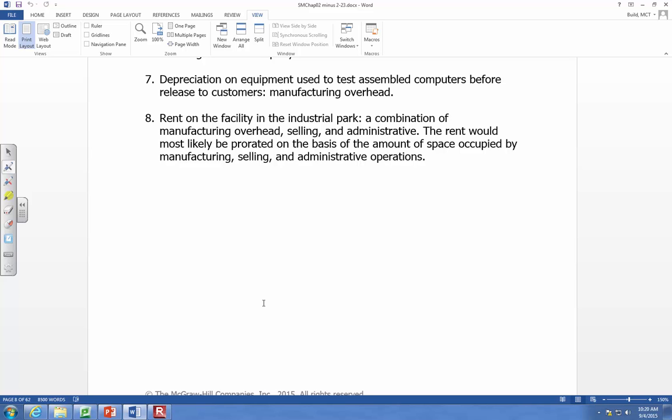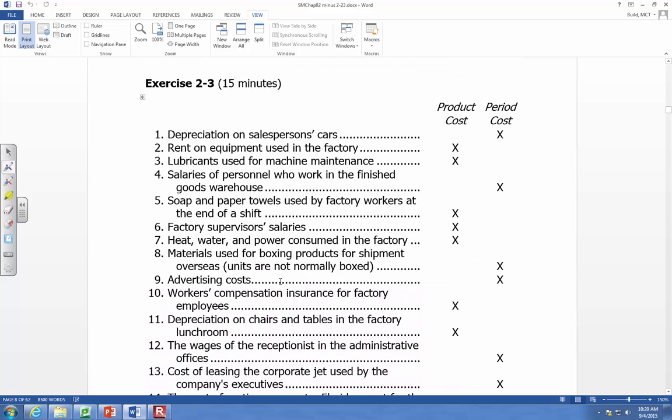Sarah, depreciation on salesperson's cars. Really? That's an overhead cost? Jess? It's a period cost because it is the salespeople. Sarah, if it was depreciation on your factory supervisor's car, that's not the question. The question is, is this cost necessary to manufacture the product? No, they're selling it. Therefore, it's not overhead. Therefore, it's not product.